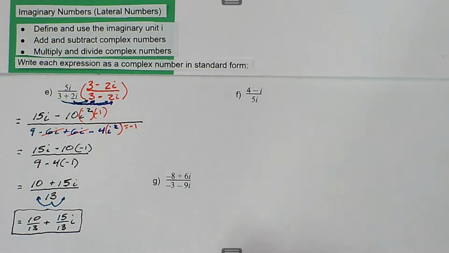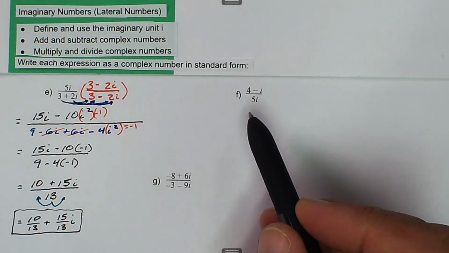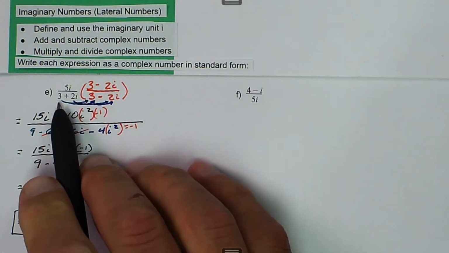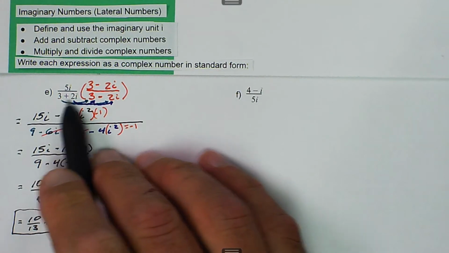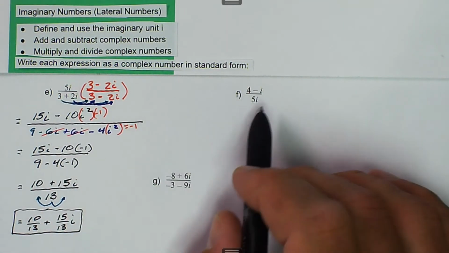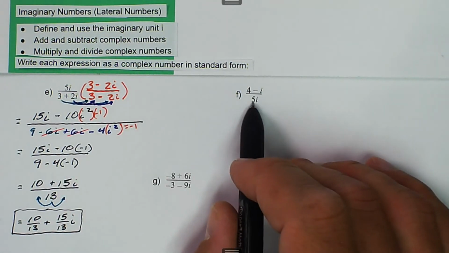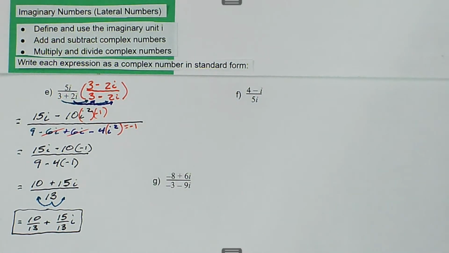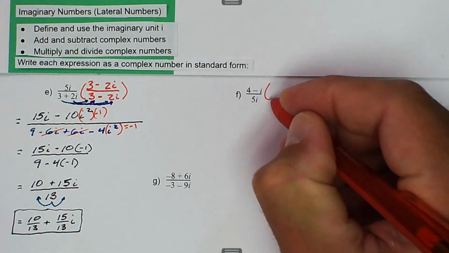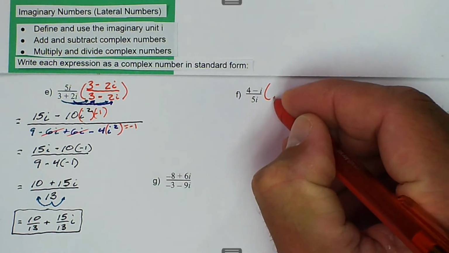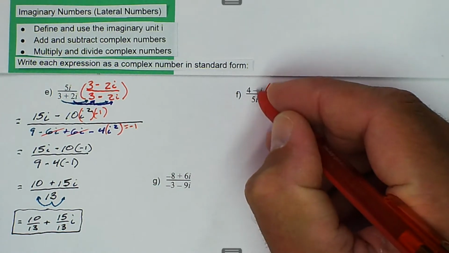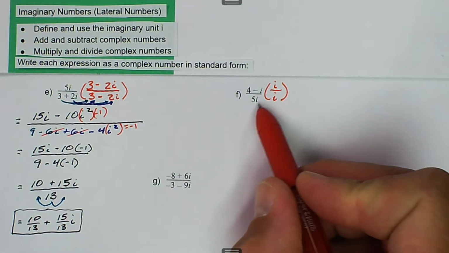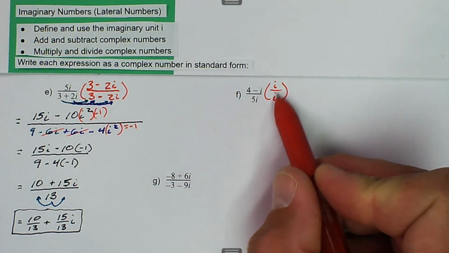Next one we can look at is example F here. And we notice that the difference between E and F is that we don't have addition here. We have addition here, we don't have addition here. So what we want to do is just multiply by i over i. We just need to get rid of this i here, so we multiply by i. We don't want to change the value of this fraction, so we need to multiply by 1. In this case, the specific one that we're multiplying by is i over i.